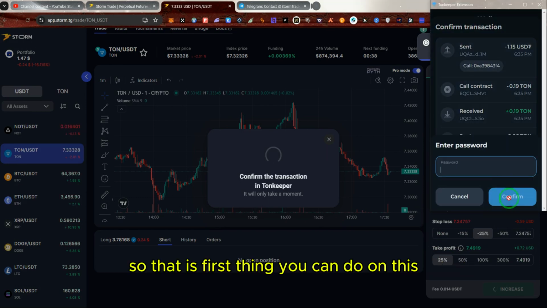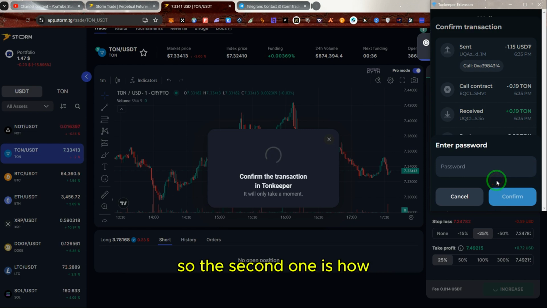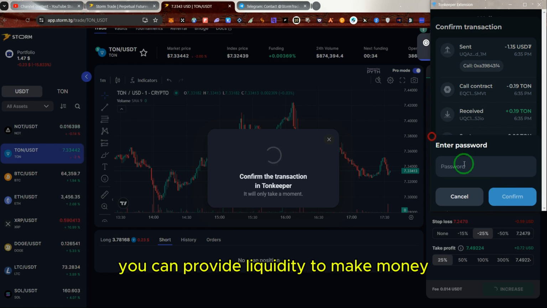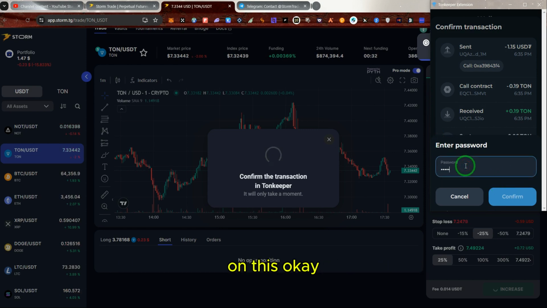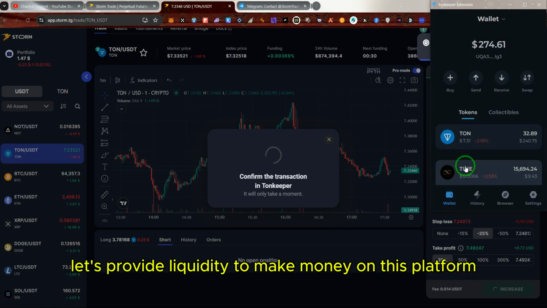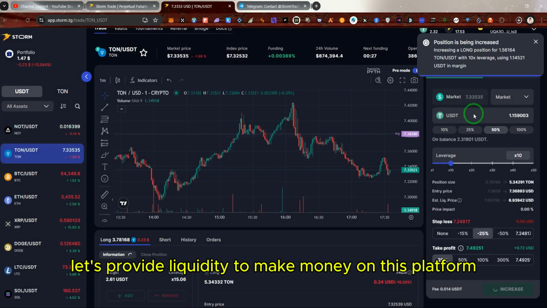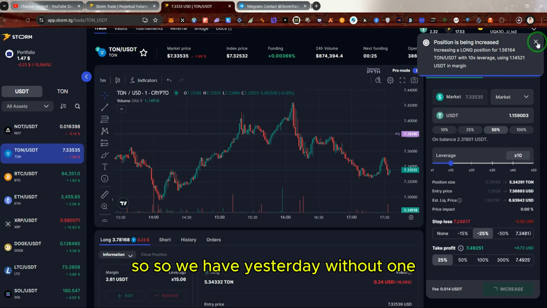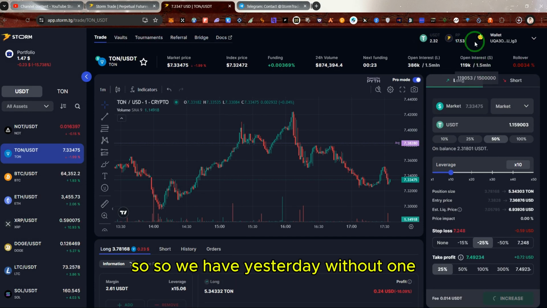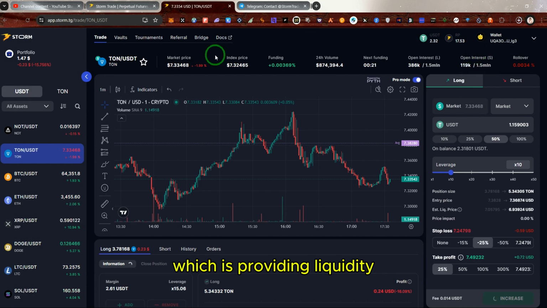So that is the first thing you can do on this. The second one is how you can provide liquidity to make money on this platform. Let's start with that one. Let us go to the second one, which is providing liquidity.